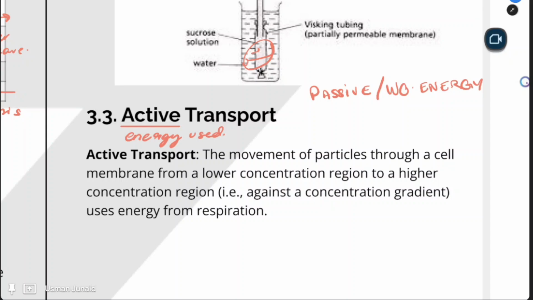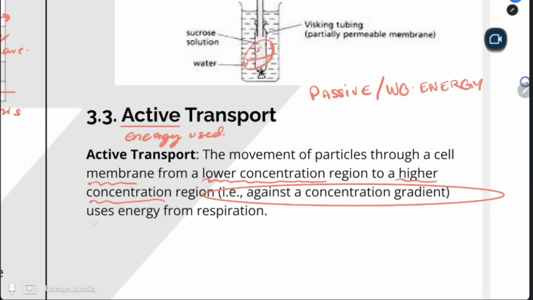Active transport, the first word suggests that energy is used because it's active, right? Yes. So, the movement of particles through the cell membrane from a lower concentration to a higher concentration, against the concentration gradient, and uses energy from respiration.